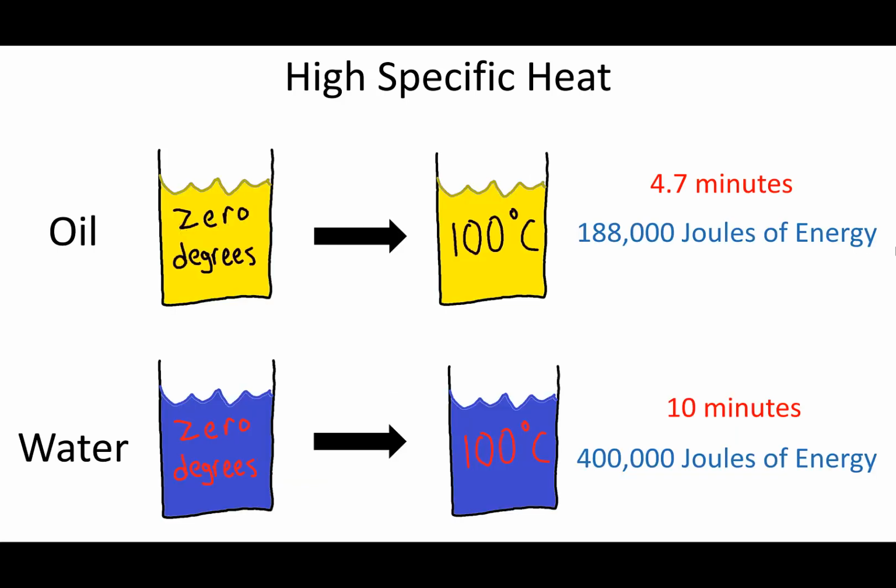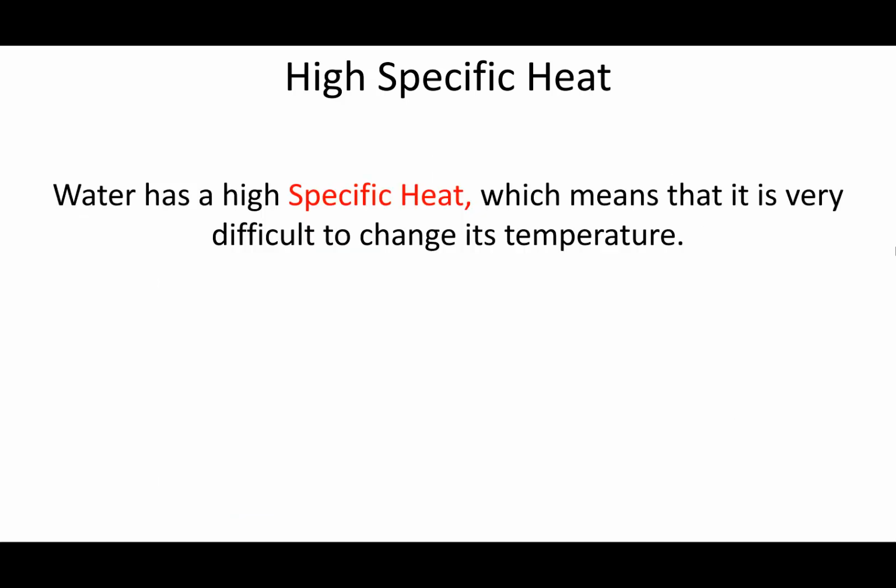So oil would take about 4.7 minutes to go from 0 to 100 degrees, and water would take 10 minutes to go from the same temperature to the same temperature, 0 to 100. This is because water needs more energy to heat up than oil does. Basically, water has a high specific heat, and that means that it's very difficult to change its temperature. It'll happen very slowly, not quickly.